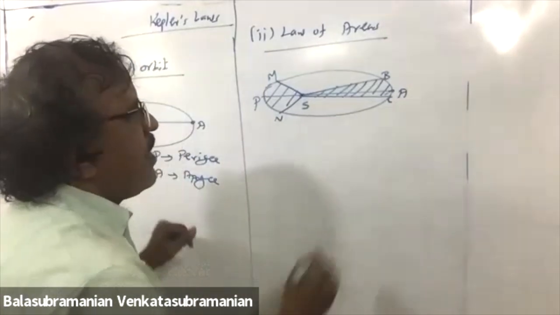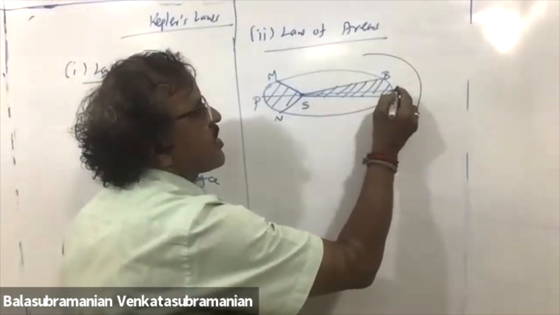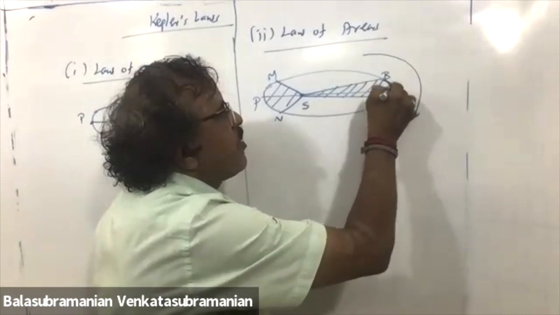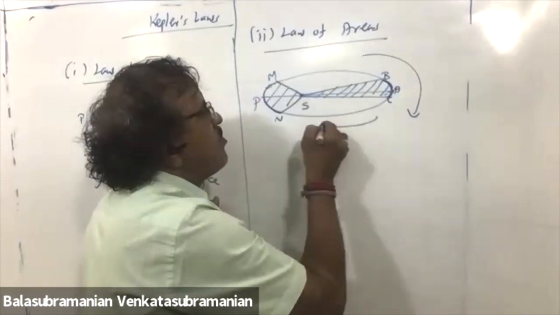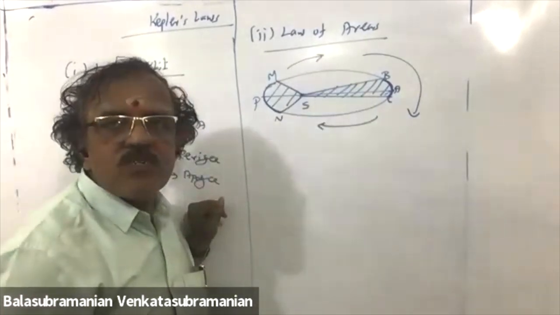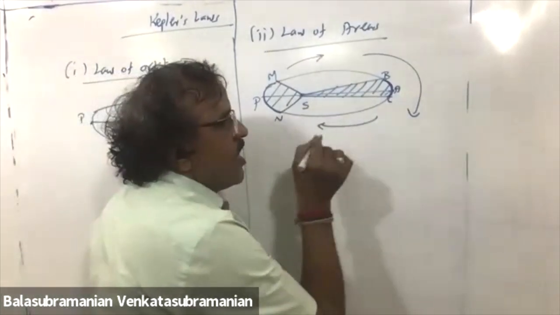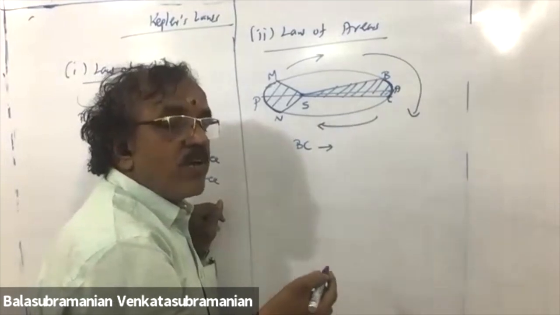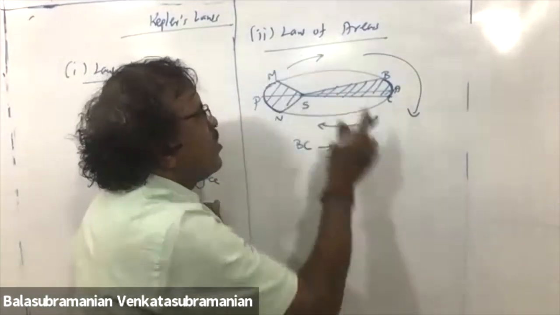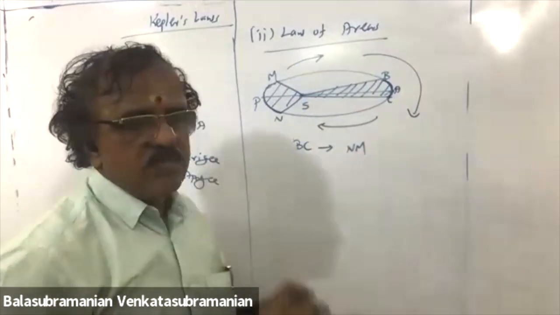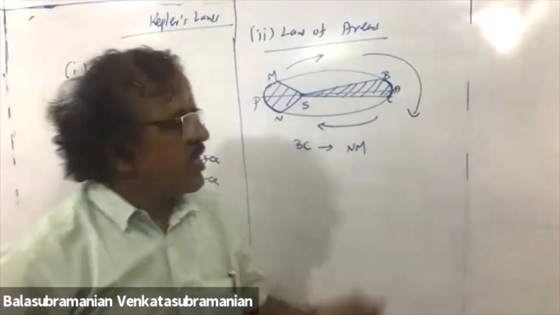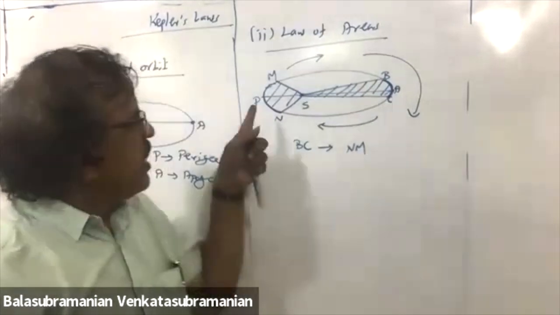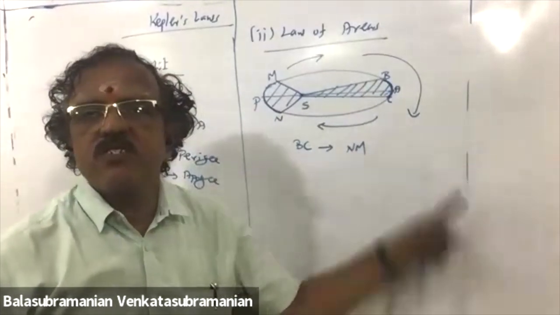We have to explain. The planet is moving, say, assume in a clockwise direction. B to C, it moves. Here it is moving N to M. Planetary motion. The law says that B to C, the planet takes the same time as N to M. Sir, here the distance is less, here the distance is more. How is it possible? Simple. Here it should move faster. Here it should move slower. That's all.